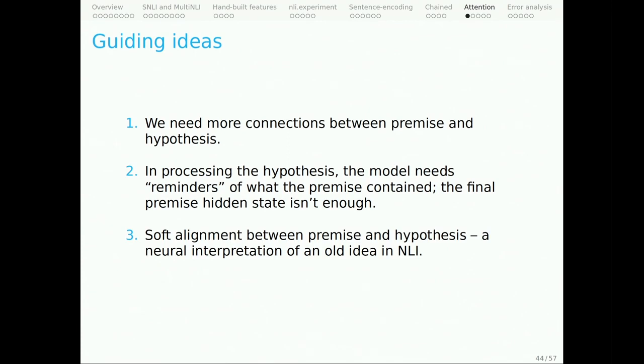Here's a more informal statement of this. In processing the hypothesis, your model needs some reminders of what's in the premise. And that final hidden representation isn't enough to get those kind of reminders. And then another guiding insight here might be that it's useful to have a kind of soft alignment between the premise and hypothesis. Alignment is an early insight from approaches to NLI, where people would use algorithms to construct kind of high fidelity alignments between premise and hypothesis and use that as the basis for making decisions about entailment. And you can imagine that attention mechanisms, especially the word-by-word ones that I show you, are a kind of soft way to explore that kind of alignment by establishing some connections and learning weights on those connections. But again, this is all in the spirit of making more dense interconnections between the two parts of your examples.